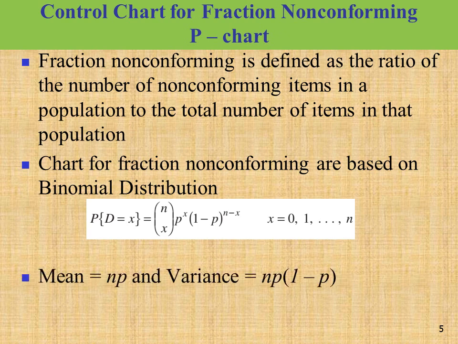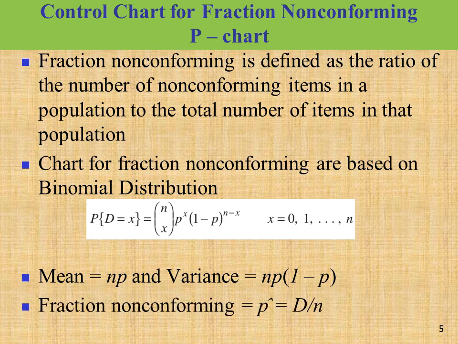Mean value for a binomial distribution is given by n times p and its variance is given by np times (1 minus p). We need to calculate fraction non-conforming for the sample, and for the sample it is p cap equal to D by n. Capital D is the total number of defectives in samples of n units.